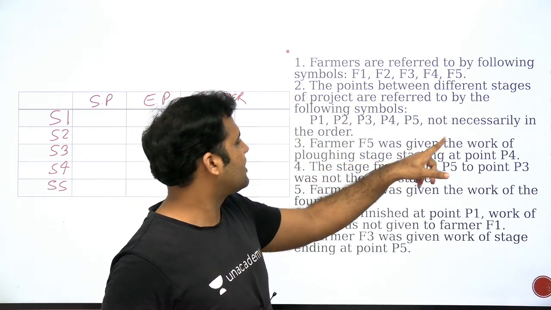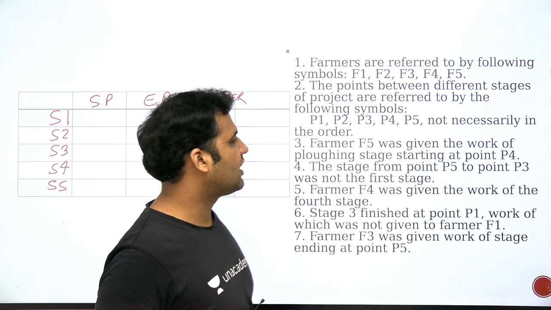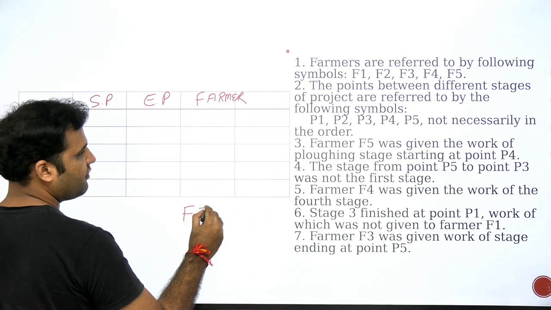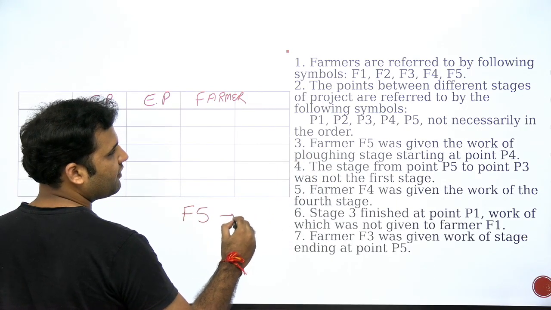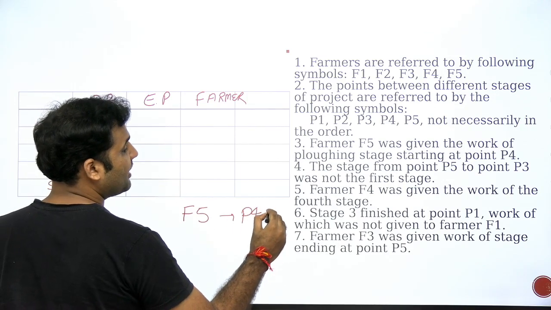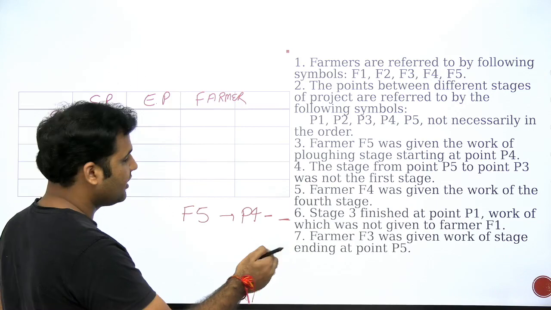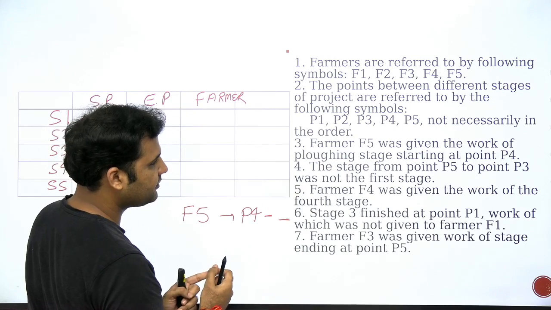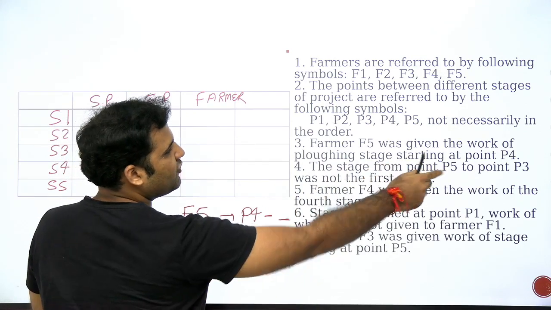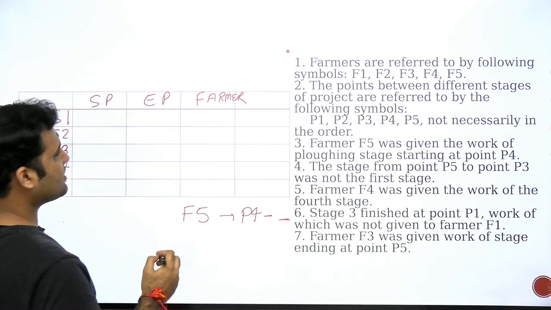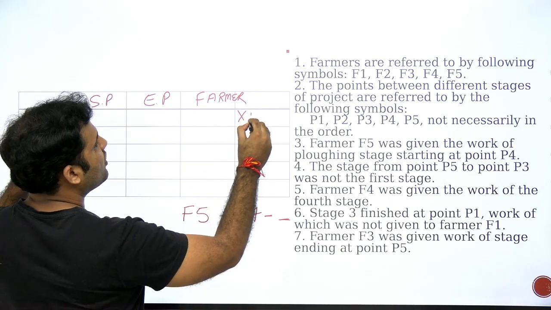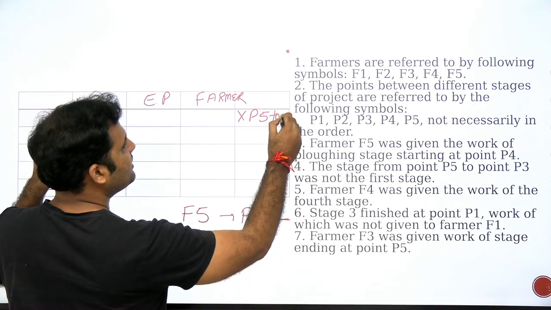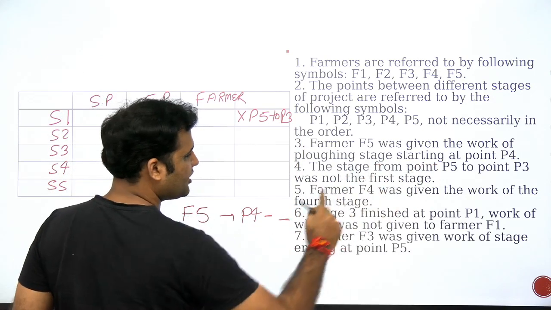Farmer F5 was given the work of ploughing stage starting at point P4. Okay, let's use this information guys. Question says farmer F5 was given the work of ploughing the stage starting at point P4, but it does not mention where this stage is ending. So it's starting from P4, but where it is ending, we do not know that. Okay, let's read further. The stage from P5 to point P3 was not the first stage. So this is stage 1, and it says it is not P5 to P3. So stage 1 is not P5 to point P3.